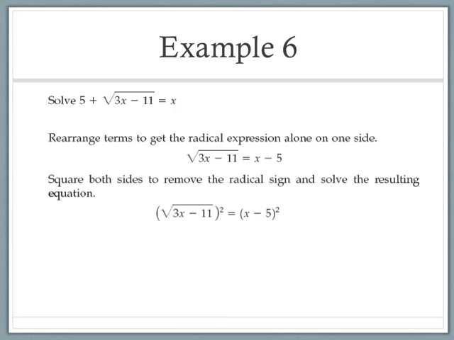That leaves me with 3x minus 11 on the left, and then for the x minus 5 squared on the right, I'm going to have to multiply that out. Remember, this is the same as x minus 5 times x minus 5. So this is 3x minus 11 equals x squared minus 10x plus 25. Now, let's group everything over to one side. So I'll go ahead and subtract the 3x, add the 11, so I have x squared minus 13x plus 36.